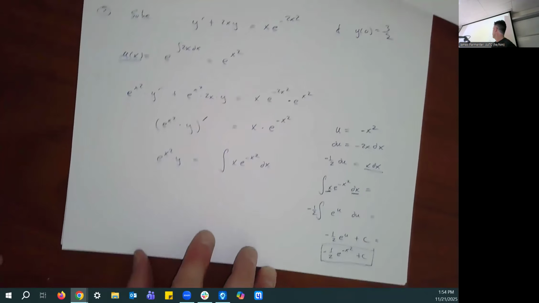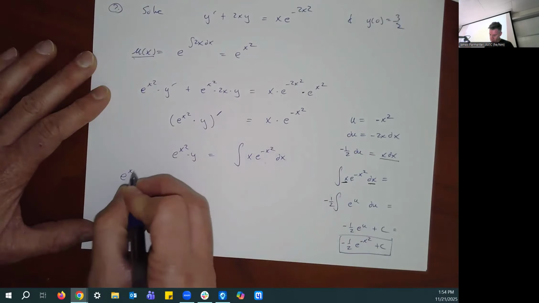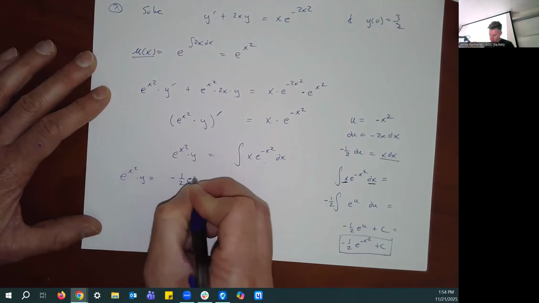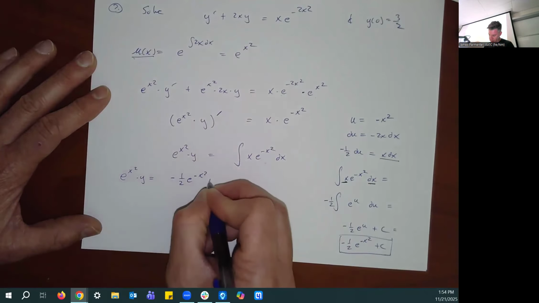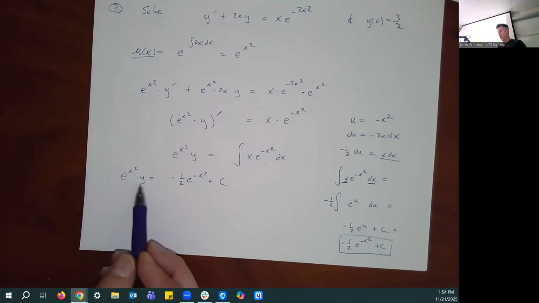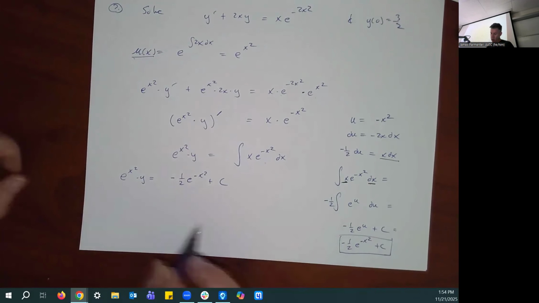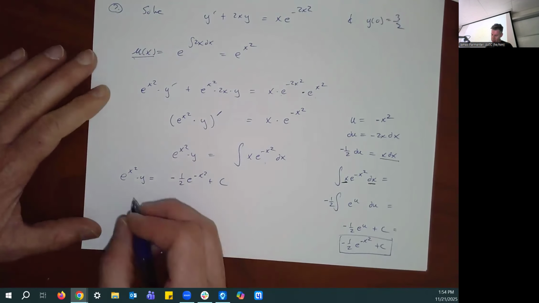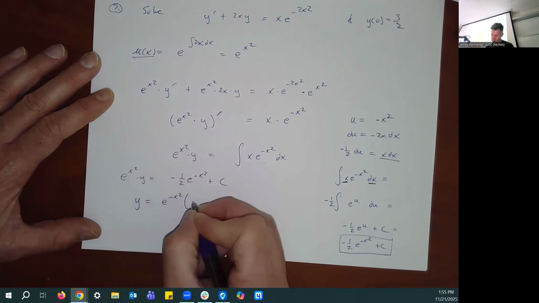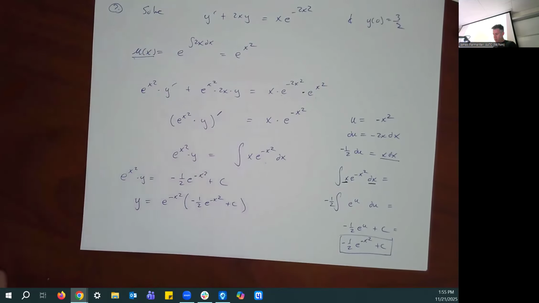Whoops, you can't see that. Sorry. So then we say, great, our e to the x squared times y is equal to negative 1/2 e to the negative x squared plus c. And then you can either divide both sides by e to the x squared or multiply both sides by e to the negative x squared. It's the same difference, which is just whatever you prefer. I'd probably multiply. So I'm going to say that y is equal to e to the negative x squared times negative 1/2 e to the negative x squared plus c.